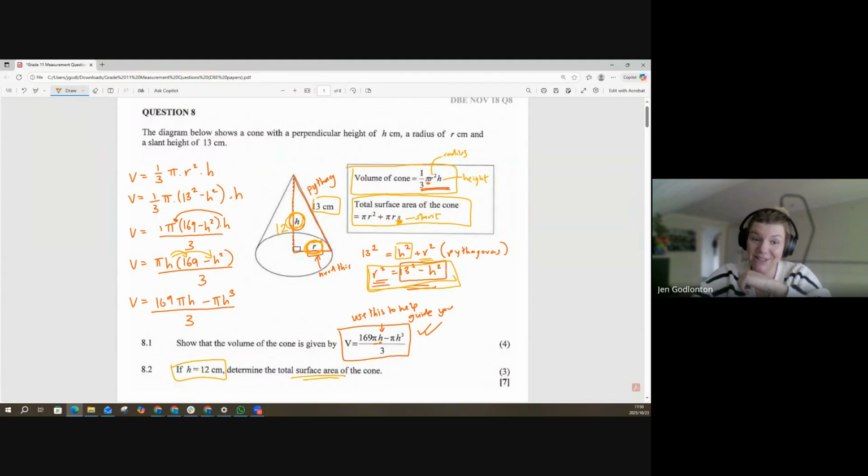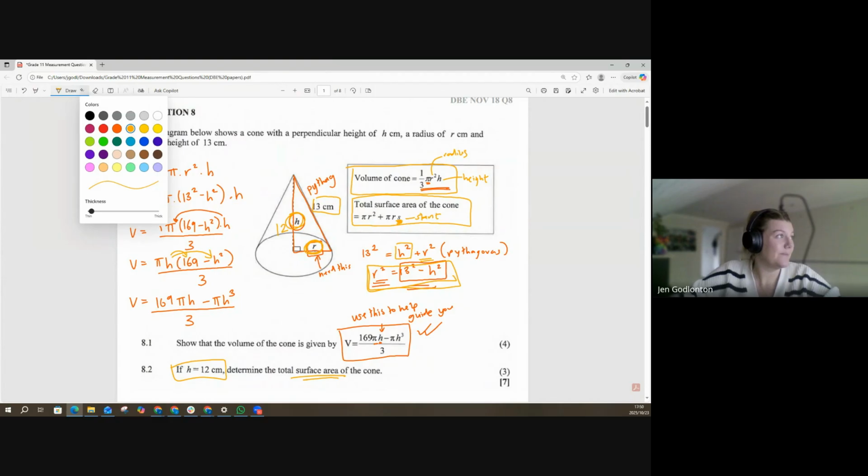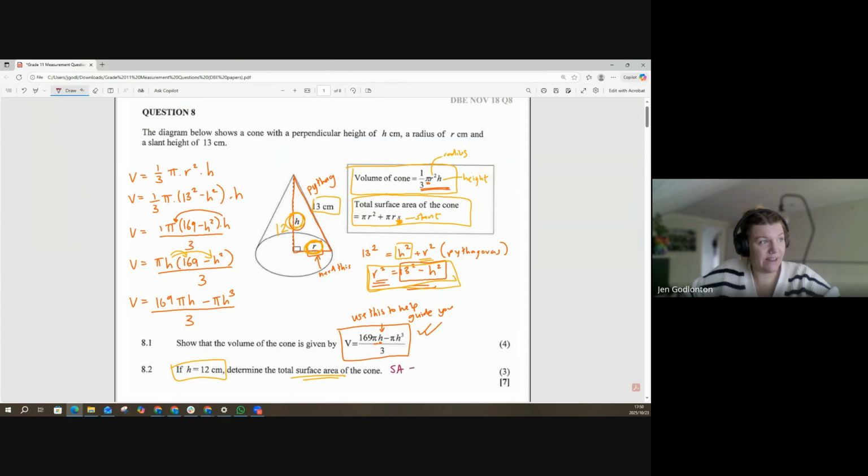Give it a try. Don't be scared. They've given you the formula. They've told you that the surface area is pi r squared plus pi r s, and s is your slant. So think about what your grocery list is. Make sure you have all of the values that you need. Let's see what people get. Shall we?